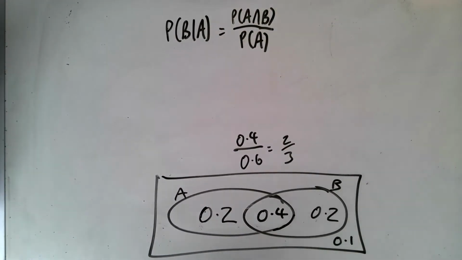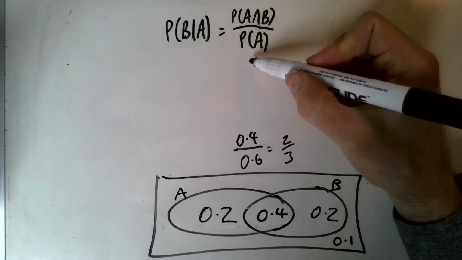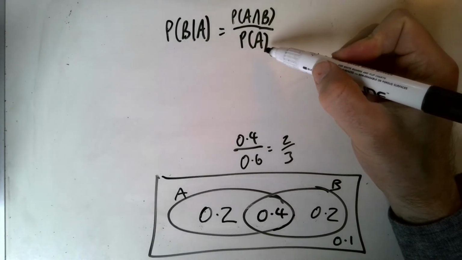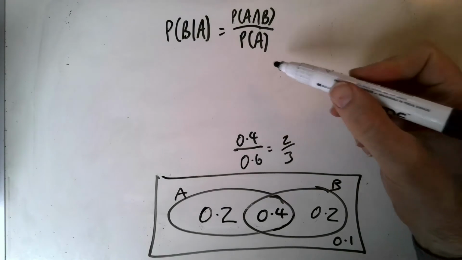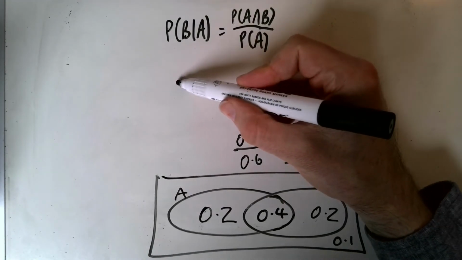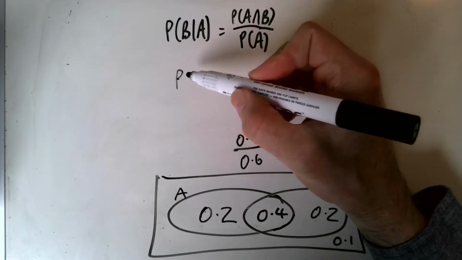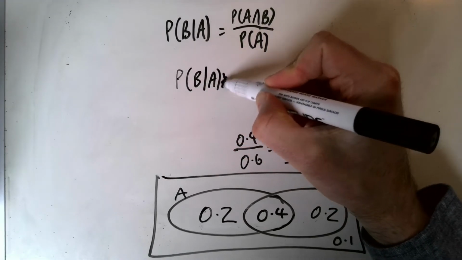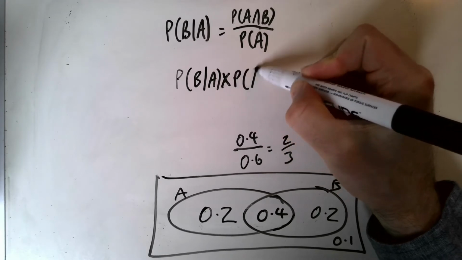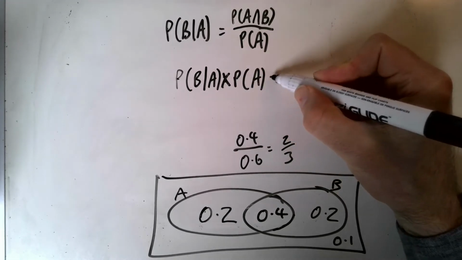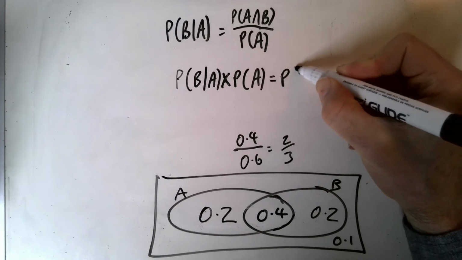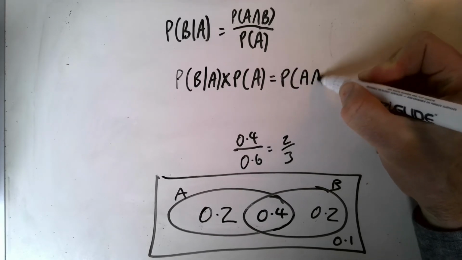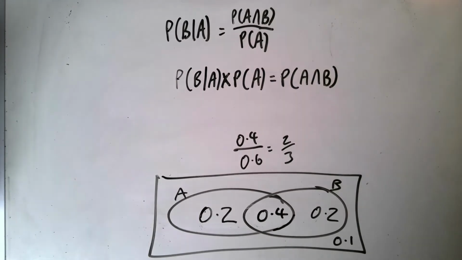Now the next formula in the formula booklet that we looked at a minute ago is just a rearrangement of that, and it's something that's not immediately obvious. So all I'm going to do is multiply by the probability of A both sides, and I get the probability of B given A times the probability of A gives us the probability of A intersection B.